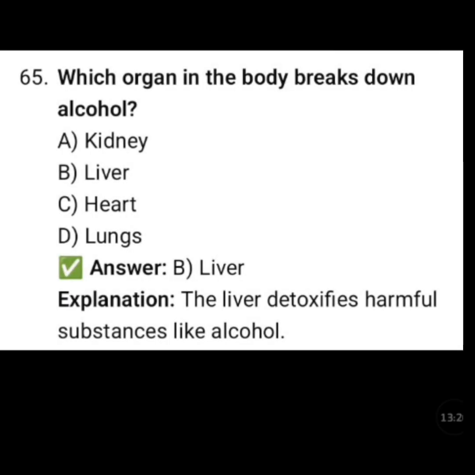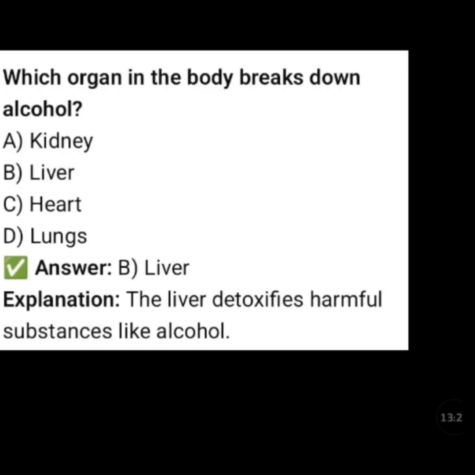Which organ in the body breaks down alcohol? Kidney, liver, heart, lungs. The correct answer is option B, liver. The liver detoxifies harmful substances like alcohol.